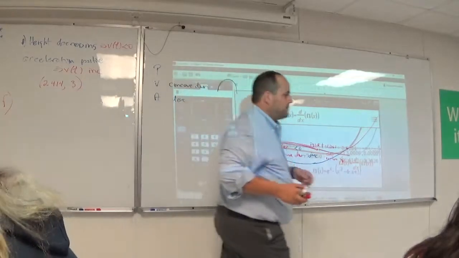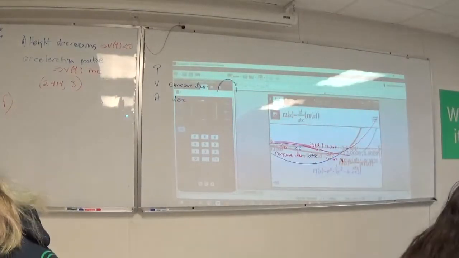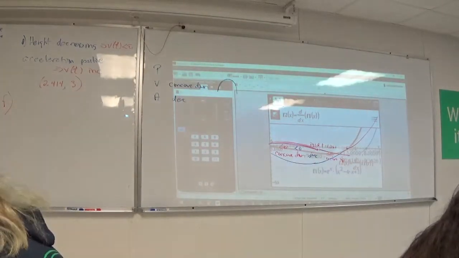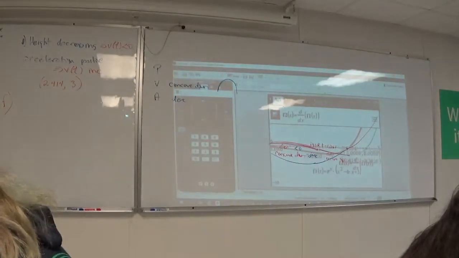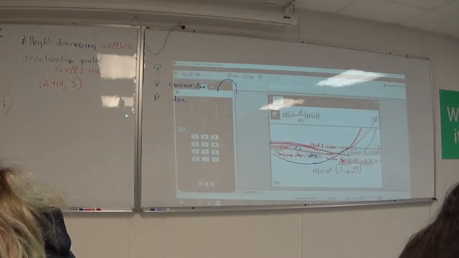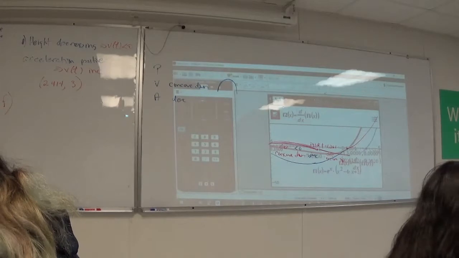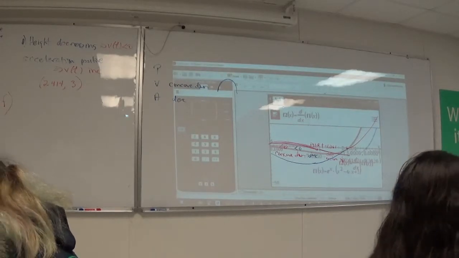Okay, moving on. Let's keep going. All right, from the velocity graph, let's move on to the next one. I need you to sketch the speed function. Sketch the speed function, then graph the speed function by hand.